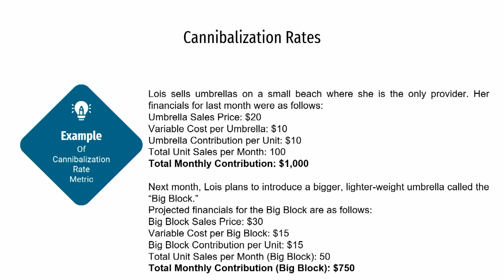Let's add something to this scenario. Next month Lois plans to introduce a bigger, lighter weighted umbrella. Let us call it a big block. The projected financials for the big block are as follows. The selling price per unit of big block is $30, and the variable cost per unit of big block is $15. Now what will be my contribution margin for big block? It is $15, 30 minus 15.